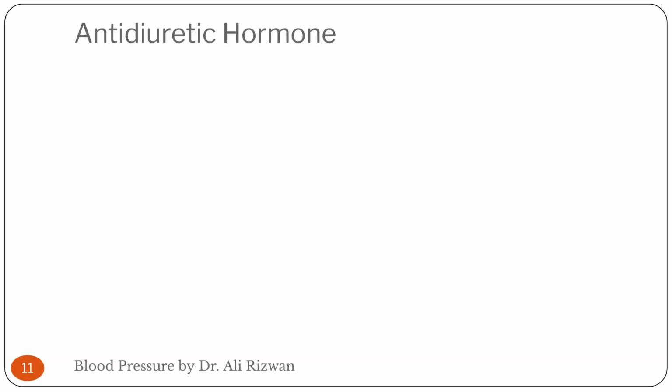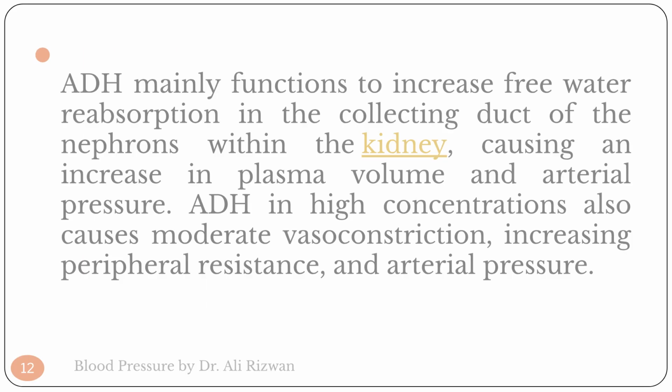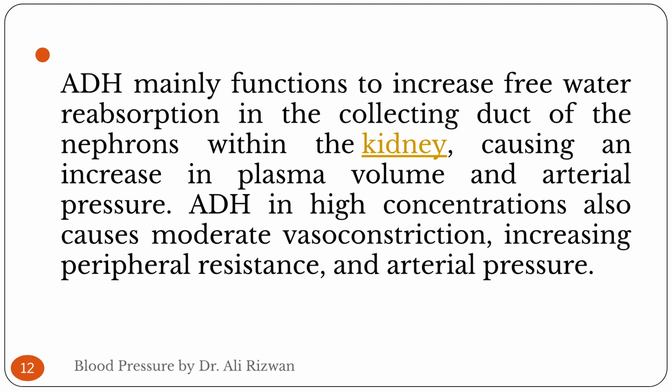Antidiuretic hormone, or ADH, is synthesized in the hypothalamus. Its release is triggered by high serum osmolarity, low blood volume, decreased blood pressure, and the presence of angiotensin II. ADH functions primarily to increase free water reabsorption in the kidney's nephrons, which boosts plasma volume and arterial pressure. At higher concentrations, it also causes vasoconstriction to further increase peripheral resistance.